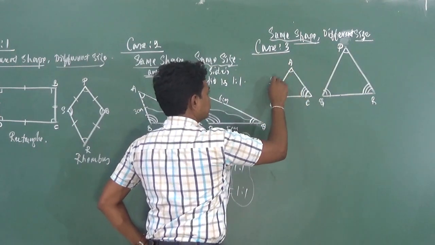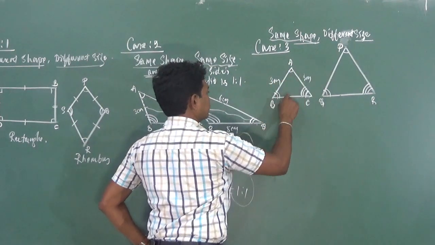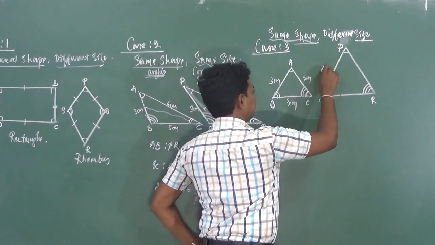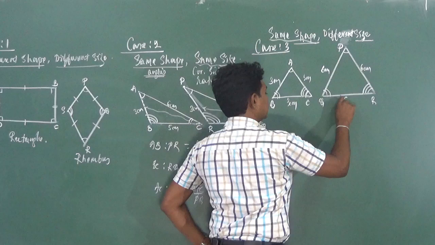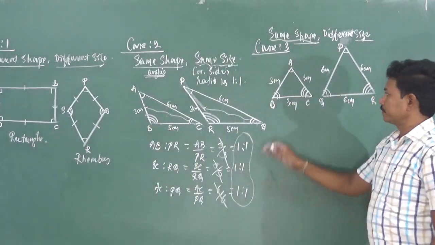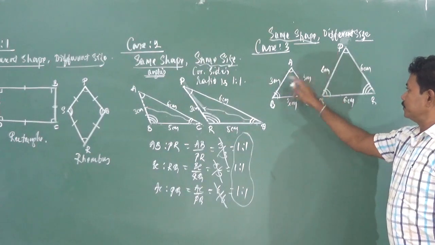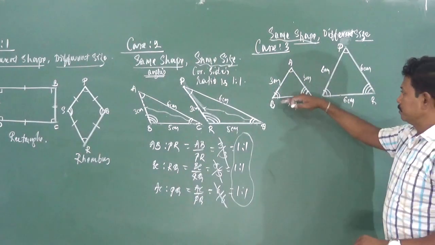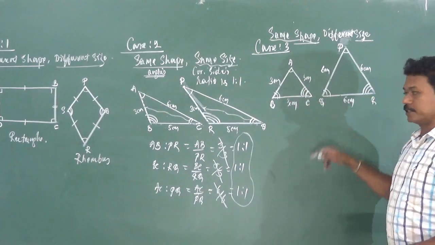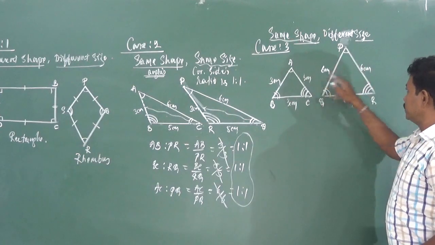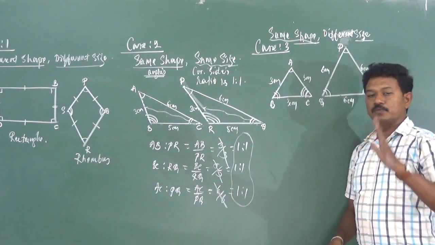Let us take 3 centimeters. This is 3 centimeters, and this is 3 centimeters. This is 6 centimeters, this is 6 centimeters, and this is 6 centimeters. Let us take the ratio. AB is to PQ, 3 is to 6, 1 is to 2. BC is to QR, 3 is to 6, 1 is to 2. AC is to PR, 3 is to 6, 1 is to 2.